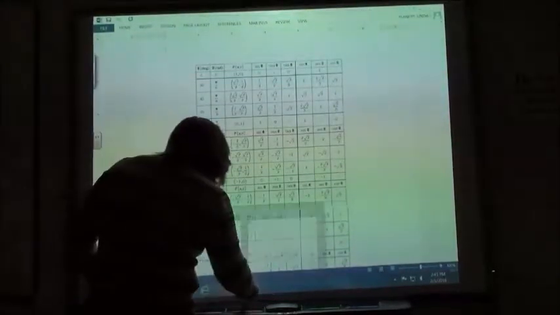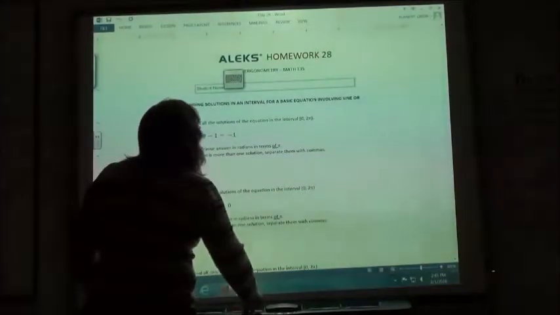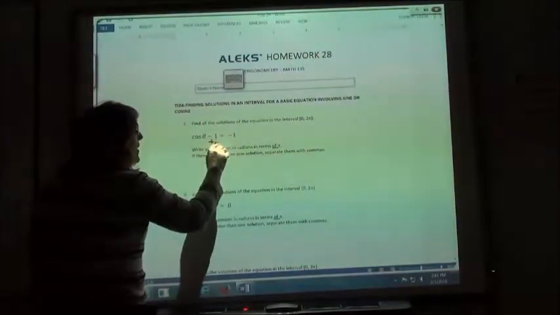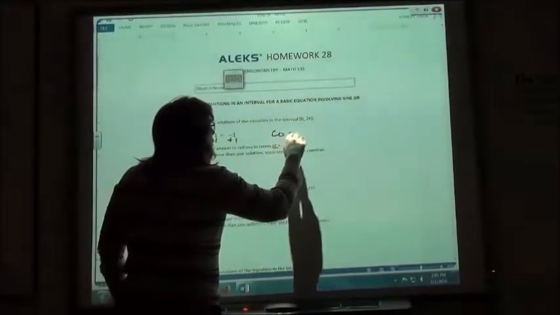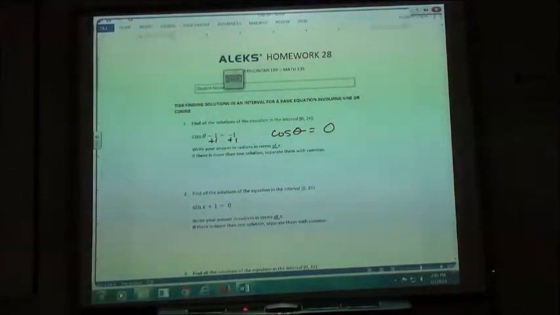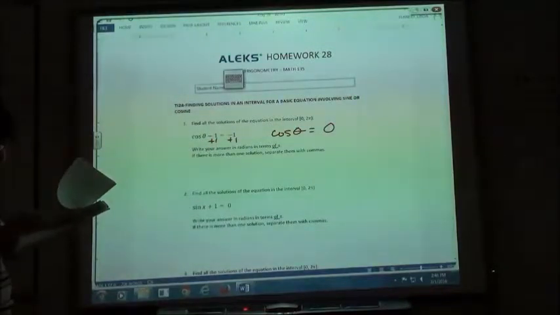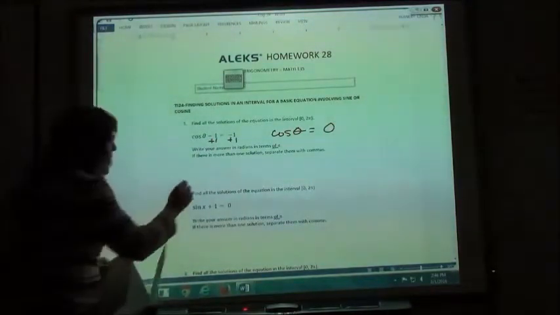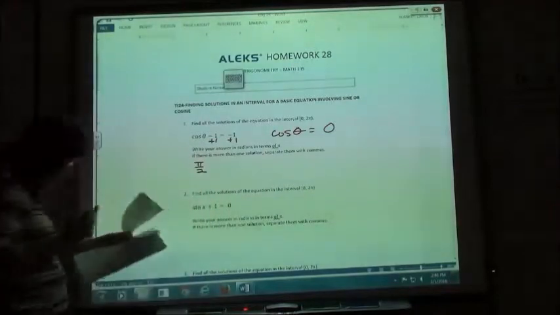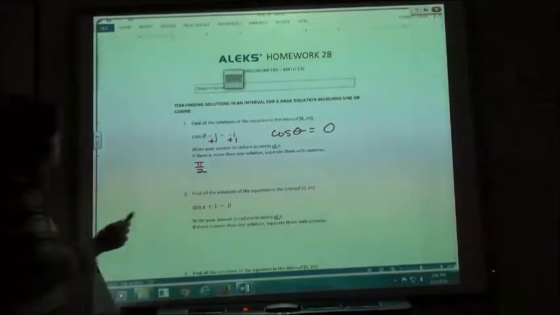So if I go back here, first one here says cosine of theta minus 1 equals negative 1. To solve it, I'm just going to add 1. So I'm looking for where is the cosine of theta equal to 0, because negative 1 plus 1 is 0. So now I'm going to look back at my other sheet. So if I look down my list at cosine, where is it equal to 0? I see it's equal to 0 at pi over 2, and also at 3 pi over 2.